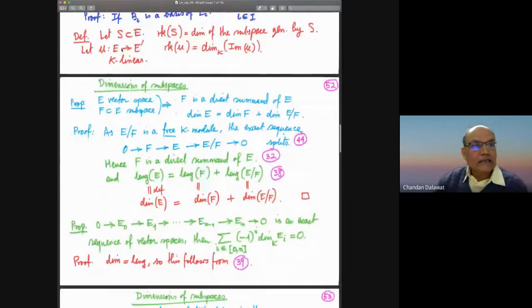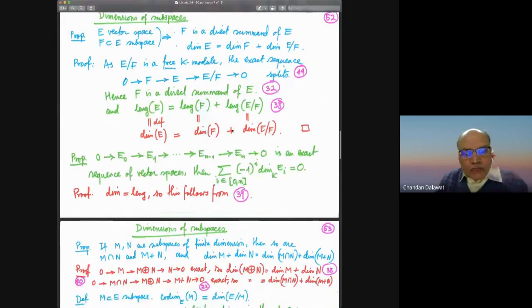Okay, here is a definition. If I take a subset S of E, then the rank of this subset is defined to be the dimension of the subspace generated by S. And the rank of a linear mapping between two vector spaces is defined to be the dimension of the image of that mapping.